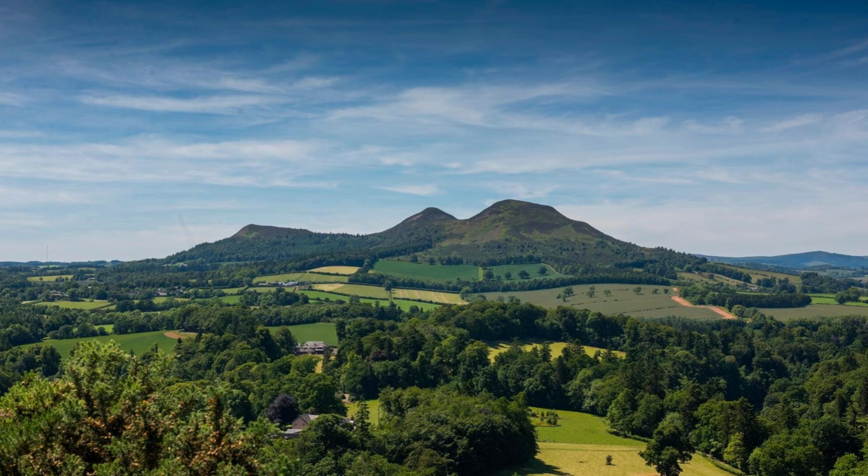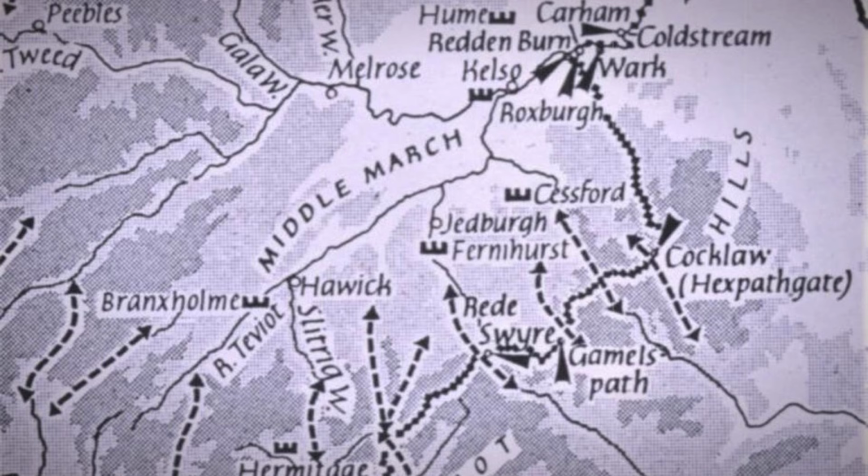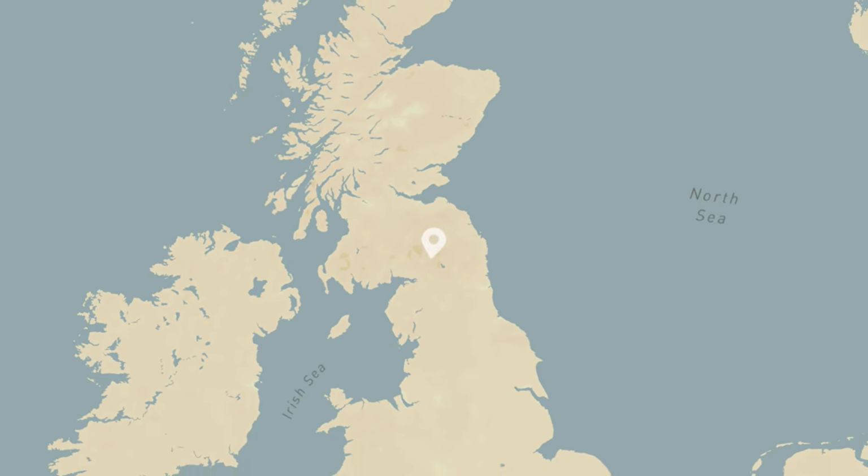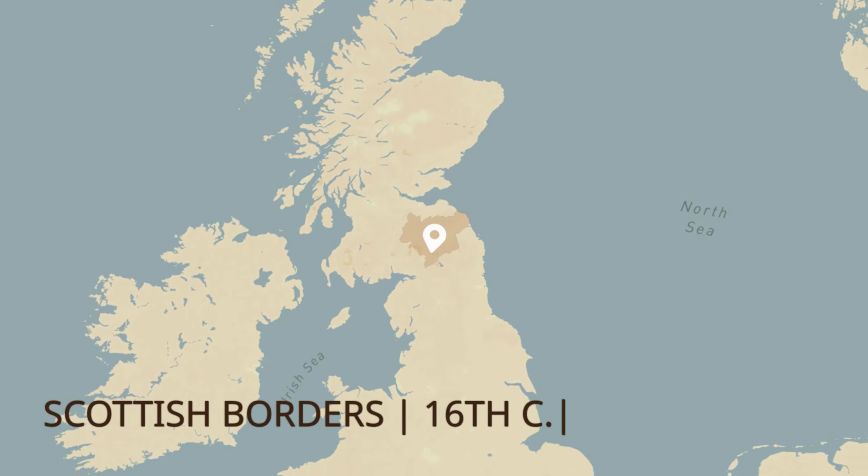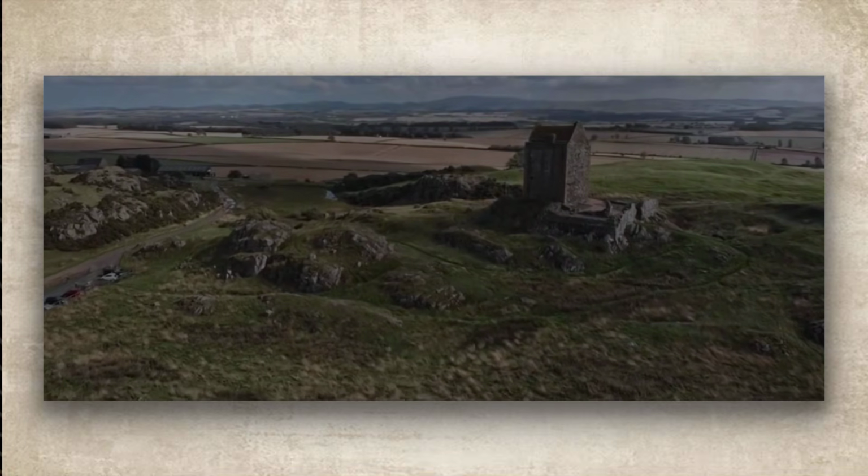Region 6, the Borders, the surname crucible, where raiding made names. The Scottish Borders, the area of Roxburghshire, Selkirkshire, Berwickshire, and Dumfriesshire along the English border, produce some of Scotland's most distinctive surnames, and the reason is unlike any other region on this list.